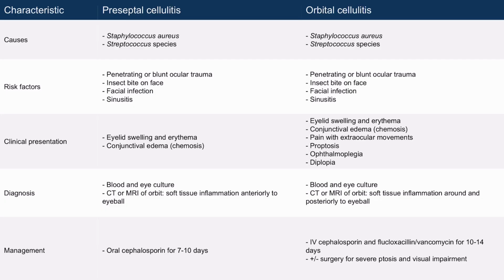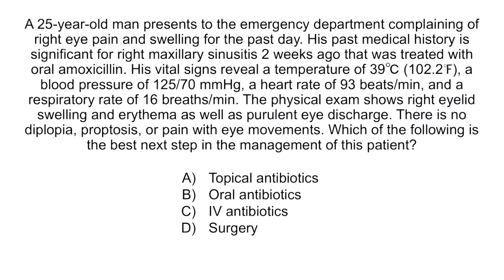Here's a table summarizing the similarities and differences between preseptal and orbital cellulitis. Pause the video and take a moment to consider this table. Let's discuss why other options are incorrect. Option A, topical antibiotics, is incorrect because both preseptal and orbital cellulitis require systemic rather than topical antibiotics. Option C, IV antibiotics, and option D, surgery, are incorrect because they are used in the management of orbital cellulitis. This patient, on the other hand, has preseptal cellulitis. And that concludes the section.